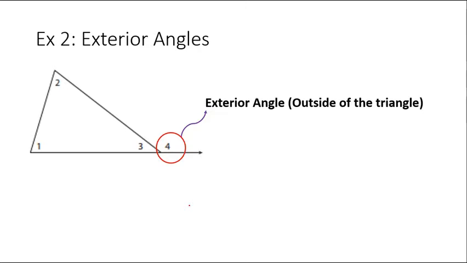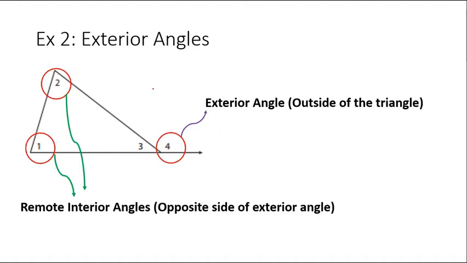And the ones we're focused on now is just these 2 right here. Angles 1 and 2 are on the corner over here. And those, we call them the remote interior angles. They're on the opposite side of the exterior angle. So remote interior angles are inside, exterior angles are on the outside of the triangle.